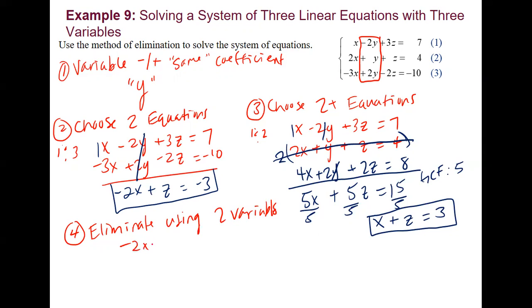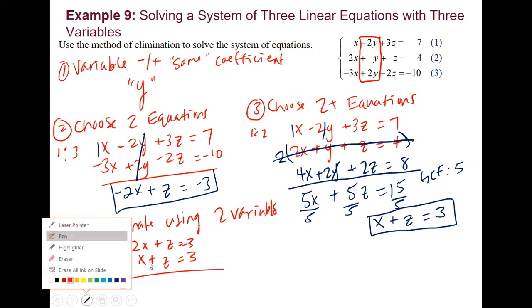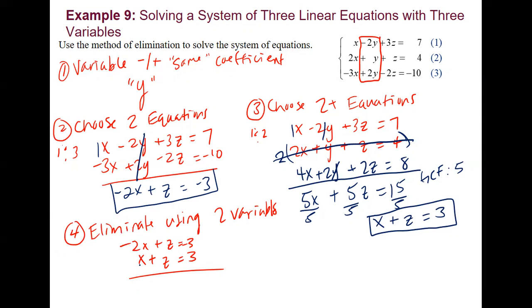So I have negative 2x plus z equals negative 3. And I have x plus z equals 3. In order to eliminate here, instead of adding, I'm going to have to do what? Subtract, because that means I'm multiplying everything on the bottom by negative 1.